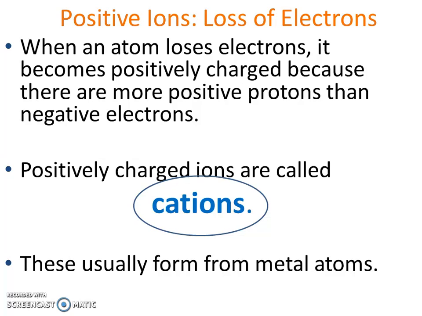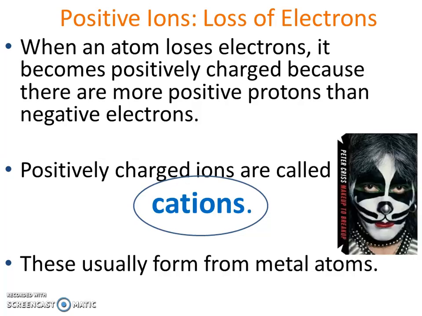So gold, silver, zinc, these tend to form positive cations. And one way I help myself to remember that cation means positive is to think of this guy right here. This is Peter Criss. He is in the metal band Kiss, and he dresses and goes by the name Catman. So cations remind me of Catman, who is in a metal group, and that's pretty positive to me. I know.